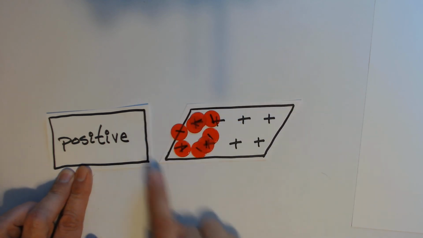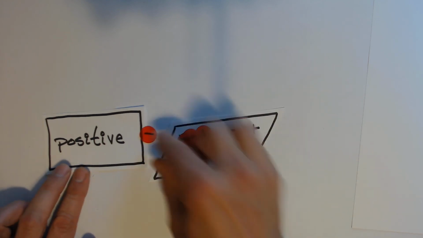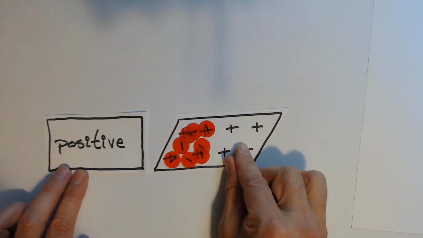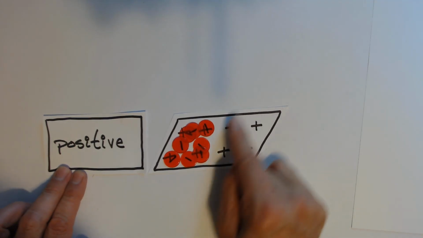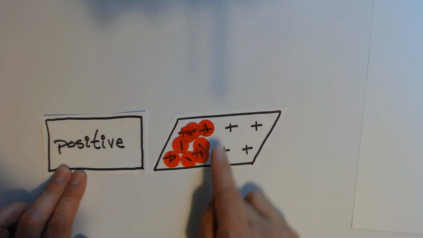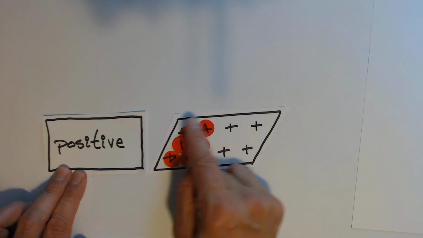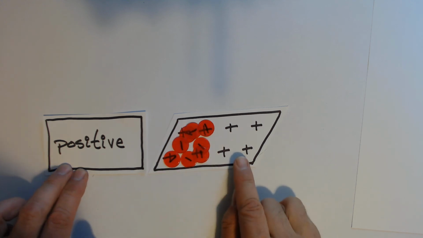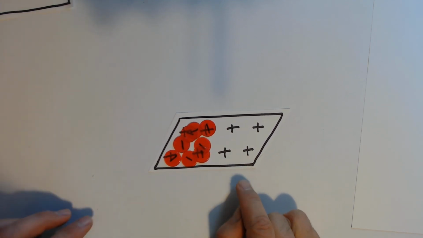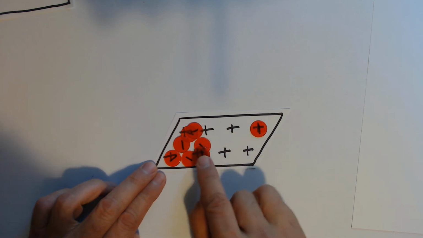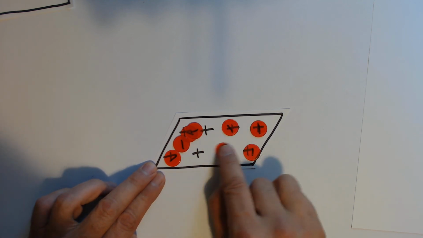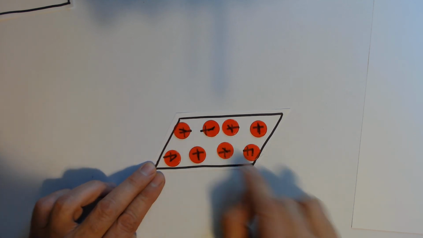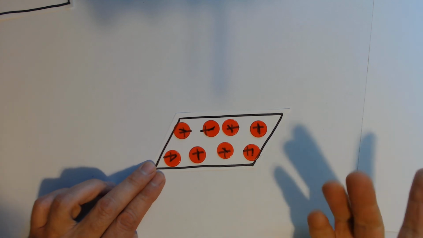Now, overall, it is still neutral. It hasn't gained or lost electrons. But this end is now locally positive, and this end with all the electrons is locally negative. When I remove and take away the charged object, they'll simply redistribute back to where they were, as far apart as possible. And that's what induction is.